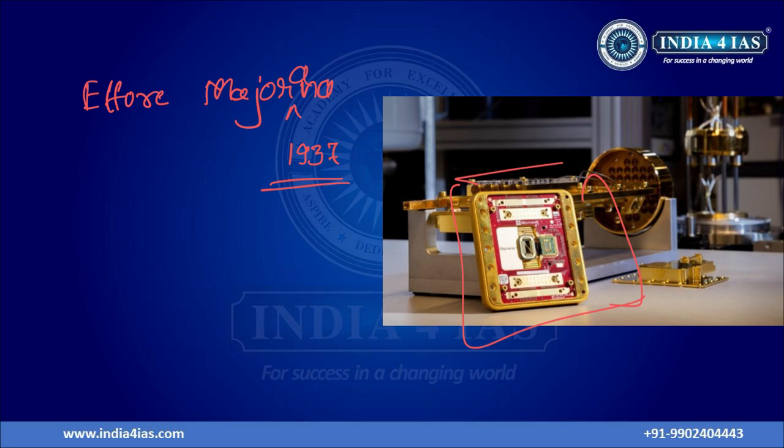The same Majorana name has been used for this Microsoft quantum chip. One more speciality of the Majorana fermion is that they act as their own antiparticles. In physics, we have a particle and also an antiparticle. Each particle has its own antiparticle. So the Majorana fermion acts as its own antiparticle. That is the speciality of the Majorana fermions.